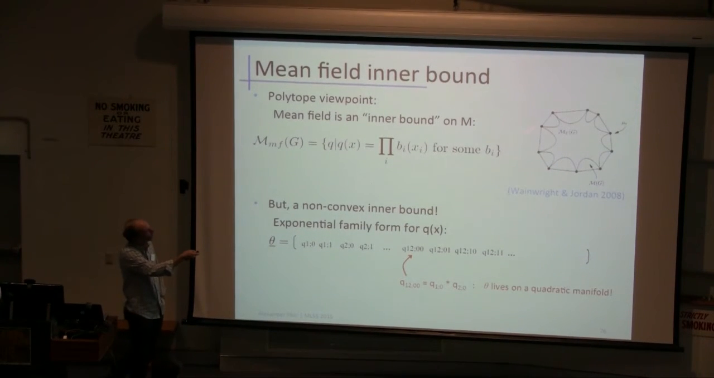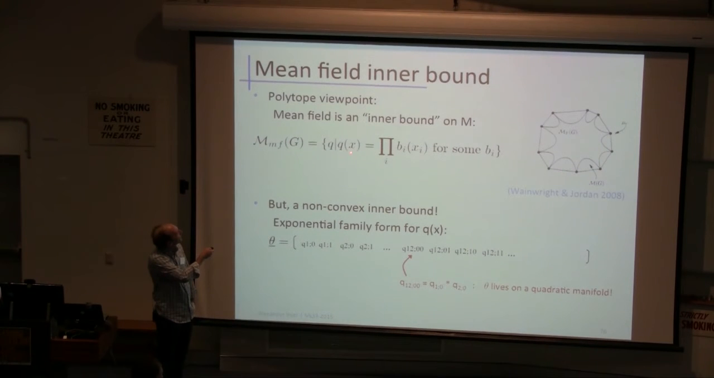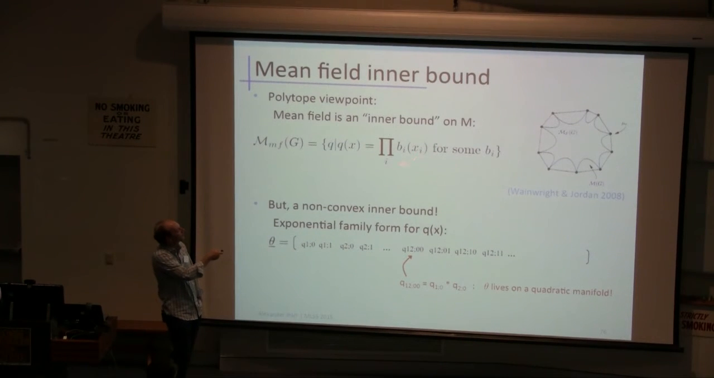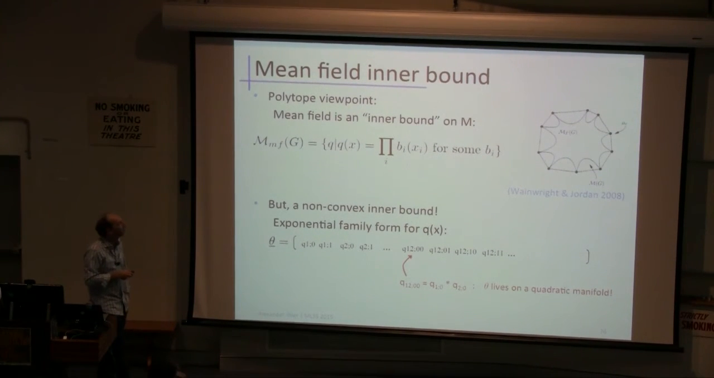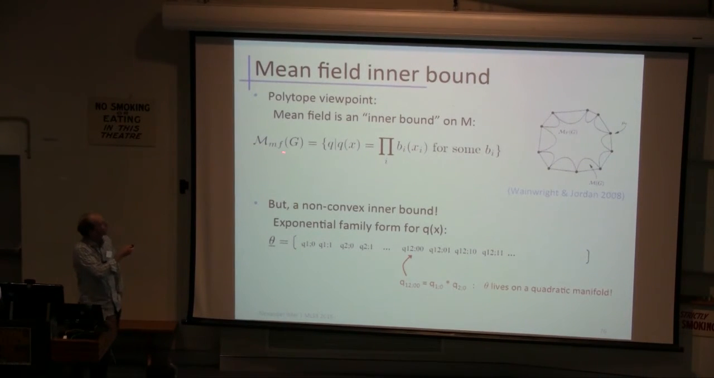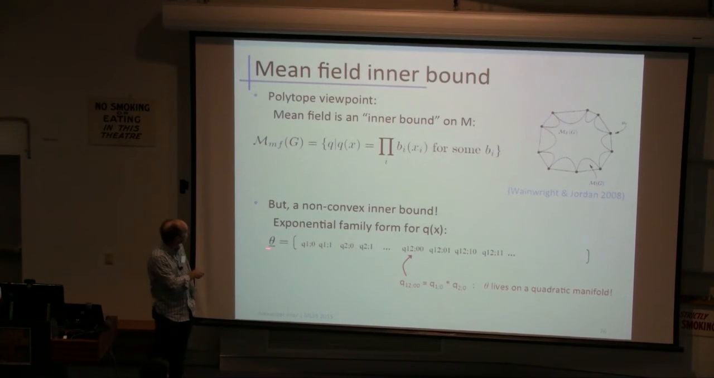So this is the usual drawing, right? Every vertex, every configuration X has a form like this. So if I have a Q of X as a delta function over some configuration, that's easily expressed as a product form. It's just a product of delta functions. So every vertex of the marginal polytope actually lives in this mean field set. But if you view our parameter vector theta, the set of distributions in this is actually a non-convex shape.